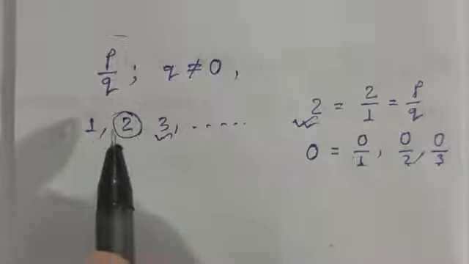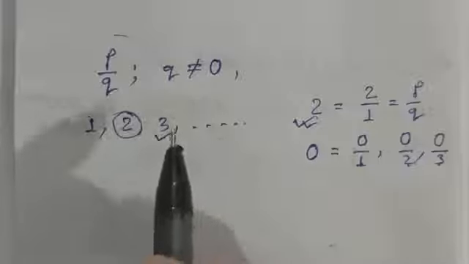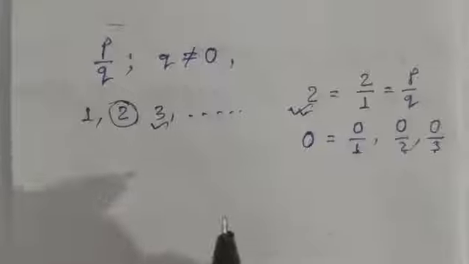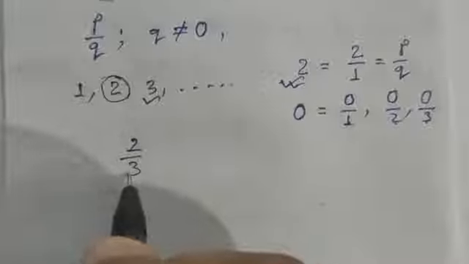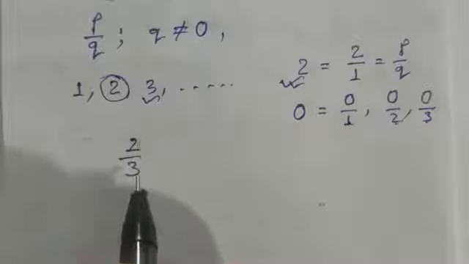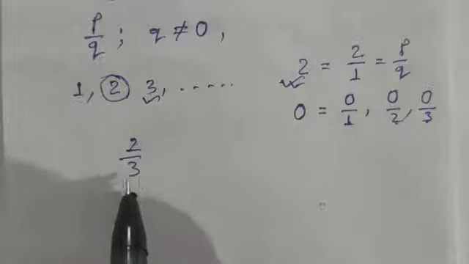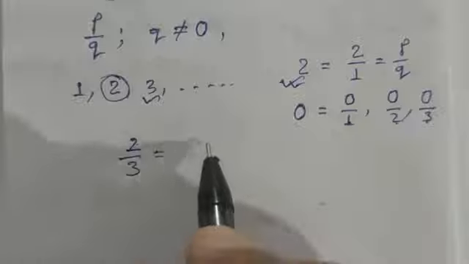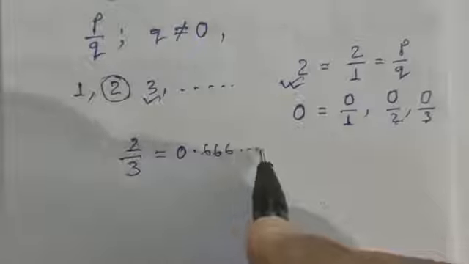So whole numbers are rational numbers, natural numbers are rational numbers. Rational numbers are those numbers that can be expressed in the form p by q. Okay, and let us talk about other fractions. Suppose 2 by 3. This is also a rational number because it satisfies the condition: it is expressed in the form p by q and q is a non-zero quantity. But it is not a whole number, because if you divide it, you will get a decimal expansion, something like 0.666, going on.